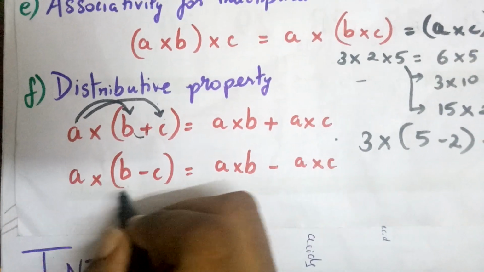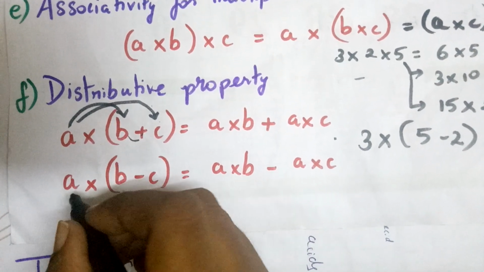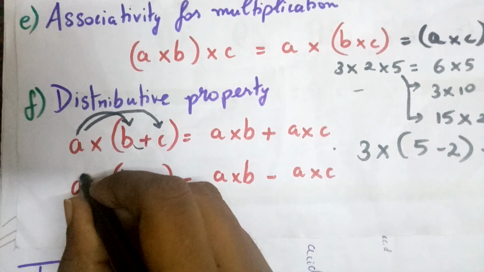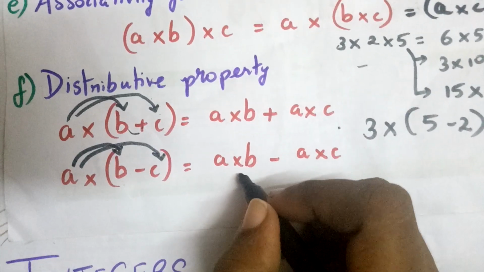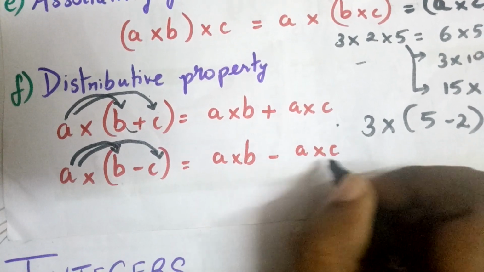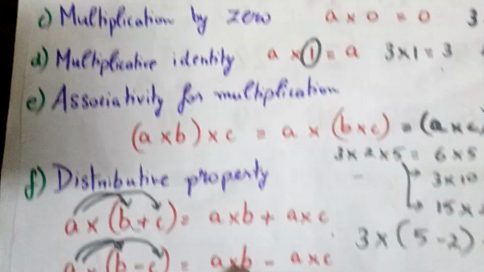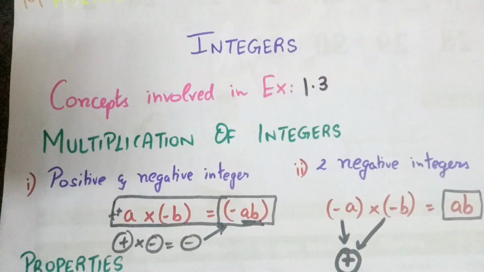The same is for subtraction. A into b minus c. Here a distributes over b and c as well. So the product should be a into b minus a into c. That's all for the concepts involved in 1.3.